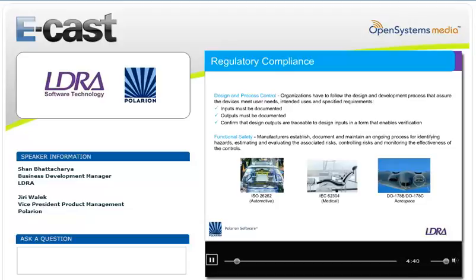Today we focus on regulations related to mechatronics industries, such as automotive, medical device development, or aerospace, and the relevant standards. There are two main categories to cover. This includes the design and process control requirements and regulatory requirements related to functional safety.